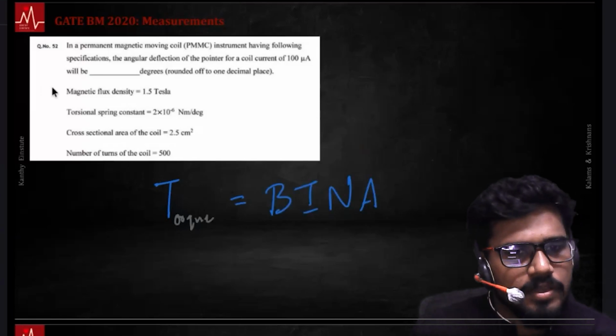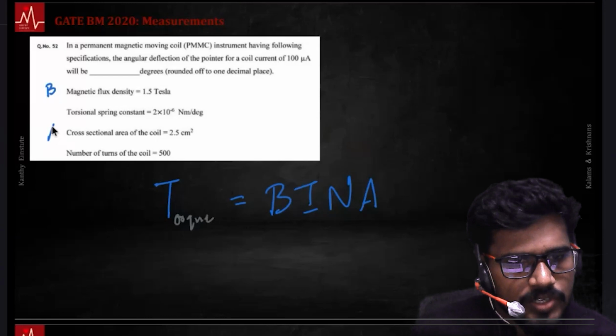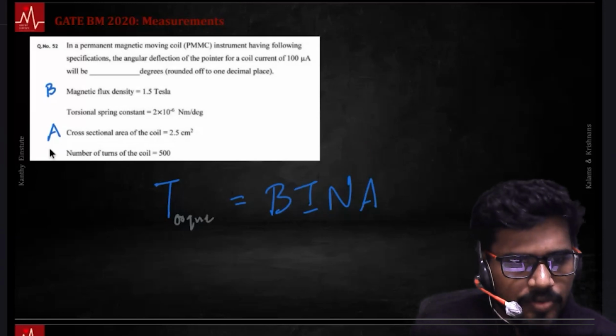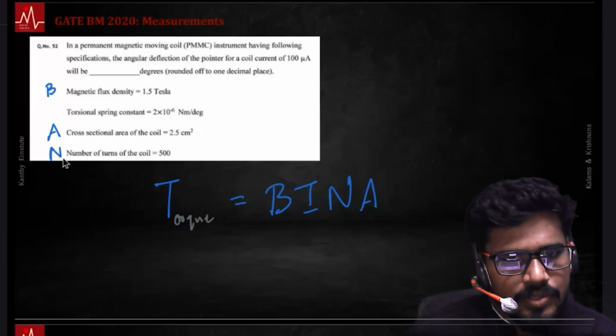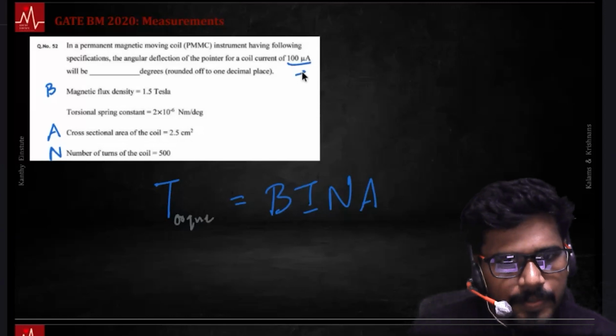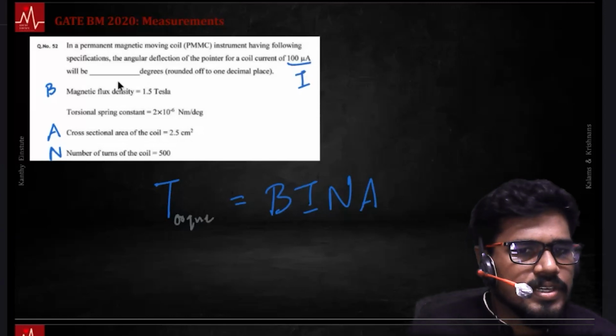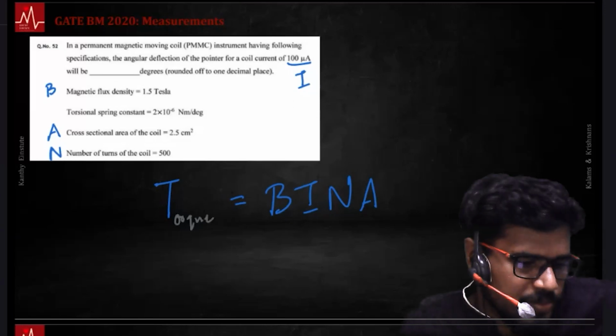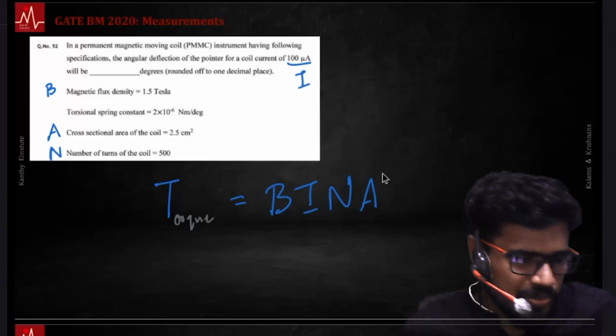So what is B? The B, magnetic flux density, sectional area of the coil, that is this. Number of turns in the coil is this. The I is given over here. What they are asking for is the deflection. Okay. So most of you know that there are different types of bridges. We will go. Let me finish this question and answer that.